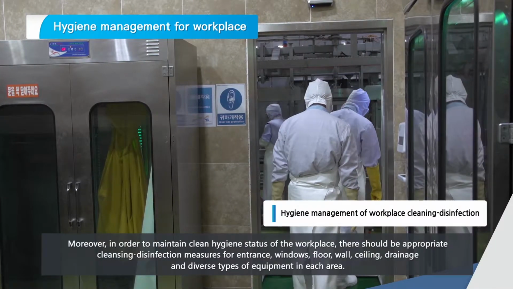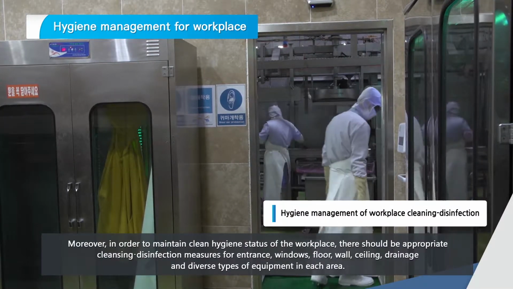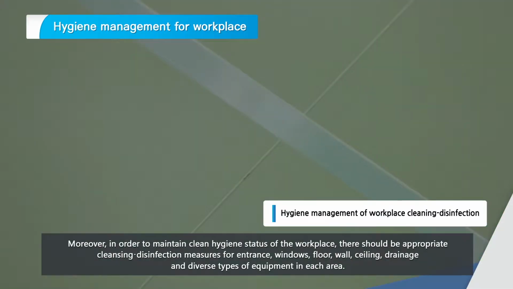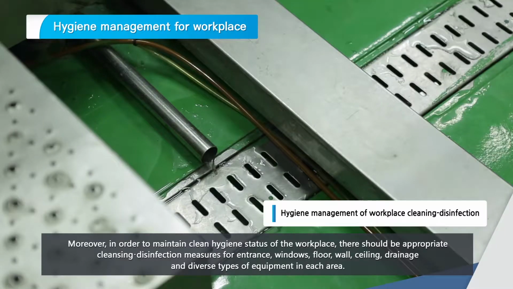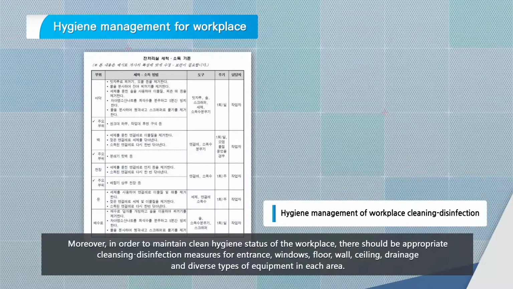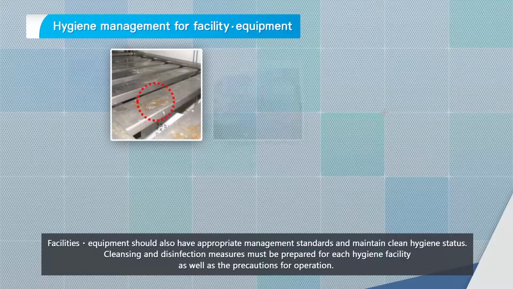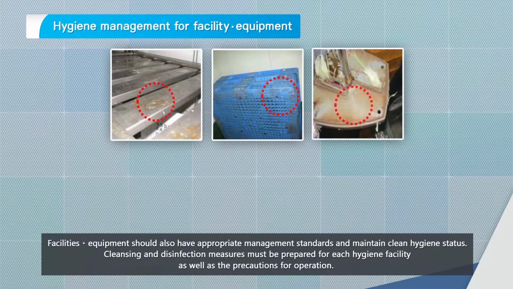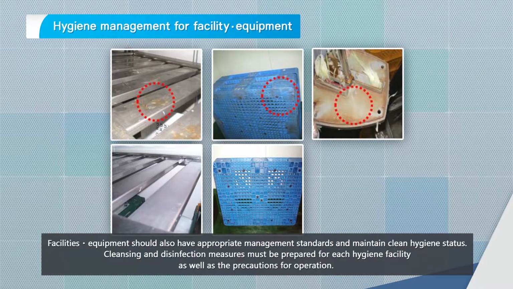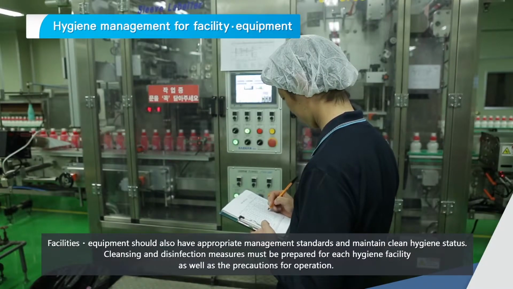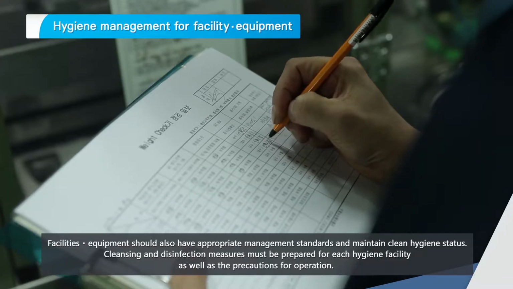Moreover, in order to maintain clean hygiene status of the workplace, there should be appropriate cleansing and disinfection measures for entrance, windows, floor, wall, ceiling, drainage, and diverse types of equipment in each area. These management standards could be established considering the characteristics of each manufacturer. Facilities equipment should also have appropriate management standards and maintain clean hygiene status. Cleansing and disinfection measures must be prepared for each hygiene facility, as well as the precautions for operation.